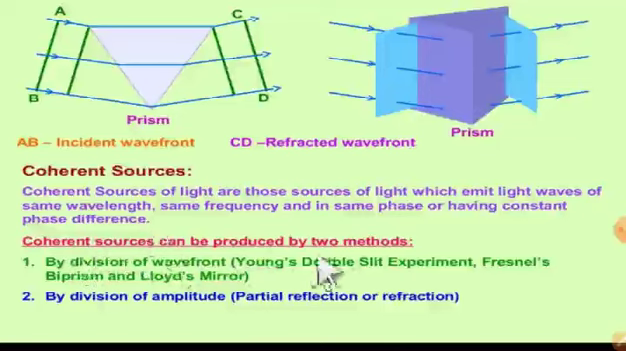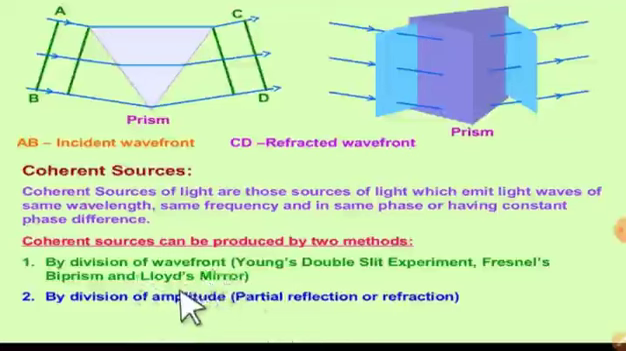Now coherent sources can be produced by two methods. The first one is by division of wavefront, that means Fresnel's biprism or Lloyd's mirror. That will not be discussed in this; I will tell you later on if you require it. The second is by division of amplitude, that means partial reflection or refraction. I think it will not be included in your syllabus, like Brewster's law and all. If it is included, it can be considered there also, but we will not do this one. Just know the methods that can produce coherent sources.